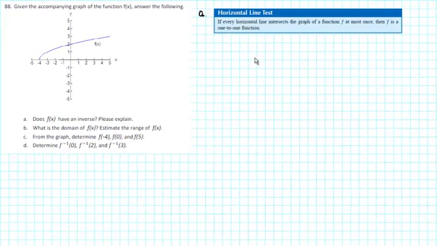The horizontal line test says that if every horizontal line intersects the graph of a function f at most once, then f is a one-to-one function. And if a function is one-to-one, then it has an inverse.